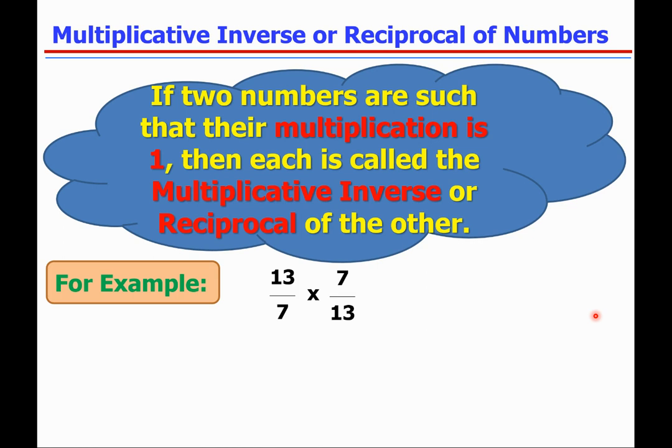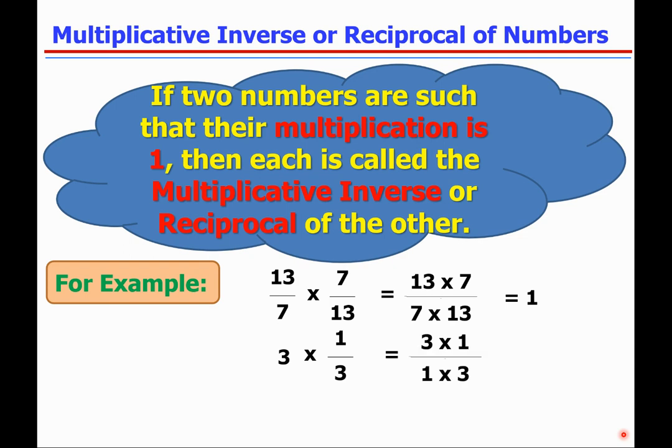Let's understand with some examples. Suppose 13 by 7, if I multiply by 7 by 13, then 13 into 7 upon 7 by 13, 13 gets cancelled, 7 gets cancelled, the answer is 1. Same way, 3 into 1 by 3, the answer will be 1. Same way, if I multiply 1 with 1, I will get the answer 1. So this 13 by 7 is the reciprocal of 7 by 13, or I will say 7 by 13 is the reciprocal of 13 by 7. 13 by 7 का reciprocal 7 by 13 है. 3 का reciprocal 1 by 3 है, and 1 by 3 का reciprocal 3 है. 1 का reciprocal is 1.